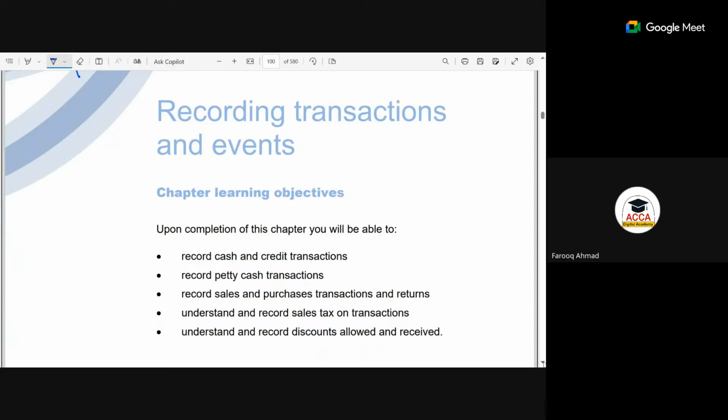So let's proceed with this chapter, which will help us to understand how to record cash and credit transactions. In the previous chapter we already started working on it, but we will go into further detail. Record petty cash expenses transactions. So what is petty cash?